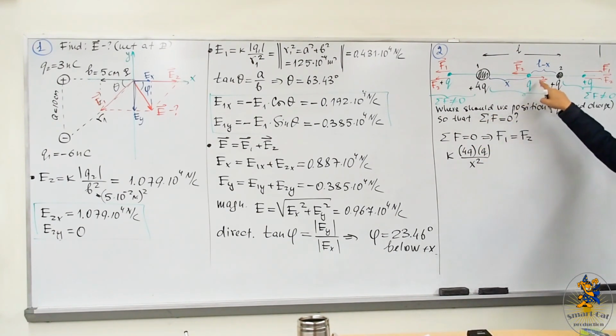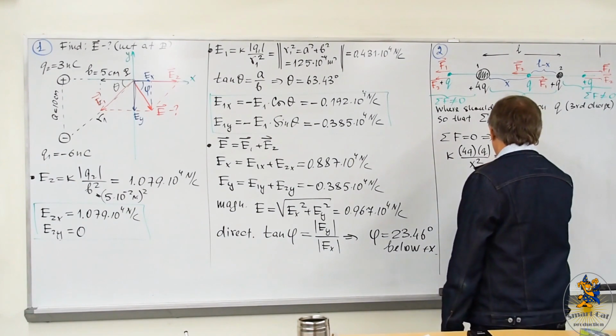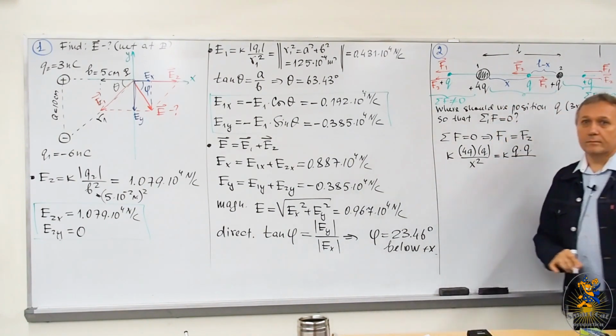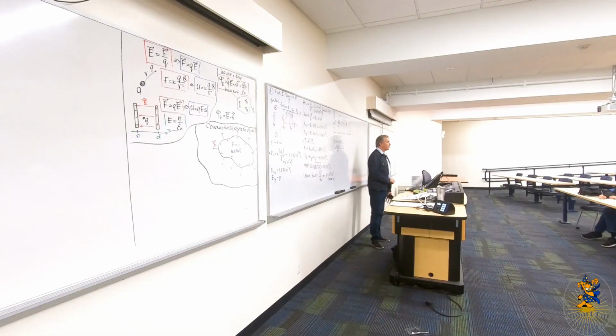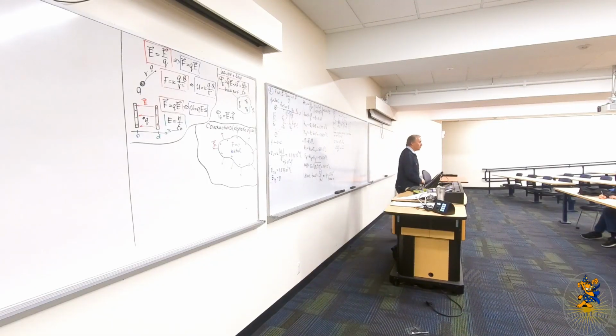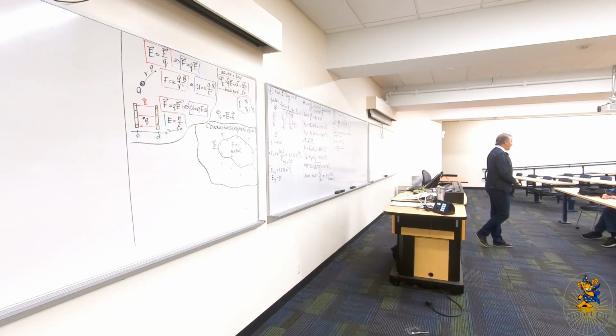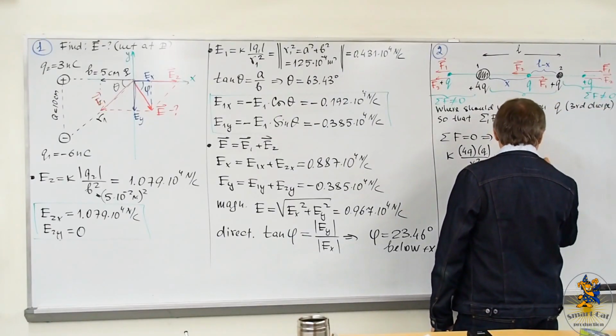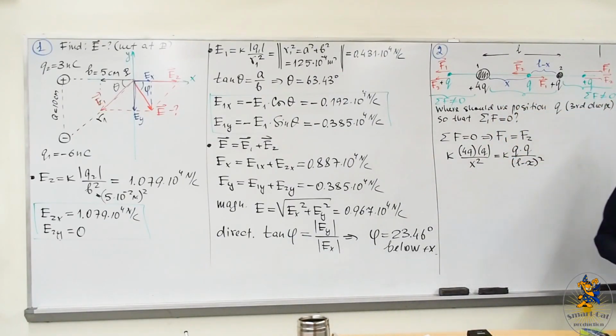Now we need to write exactly the same for F2, but now for these two charges. Okay, not exactly the same, similar. So it will be K. Charges Q and Q, charges are the same, right? And now the distance between these two charges is L minus x, squared, of course. Great, so that's the equation.